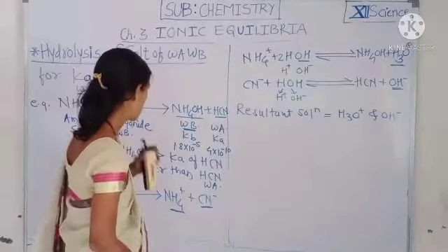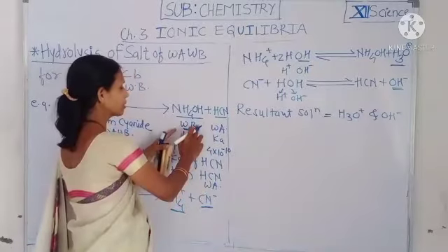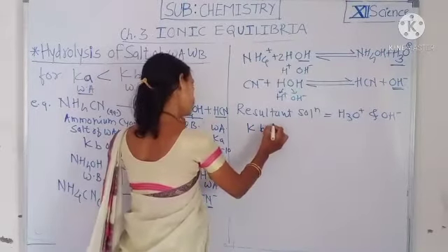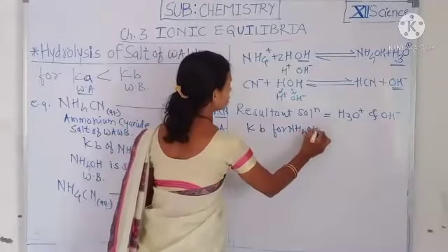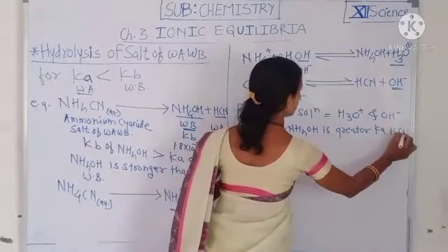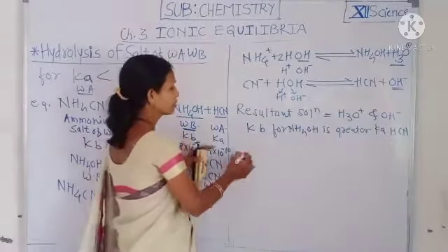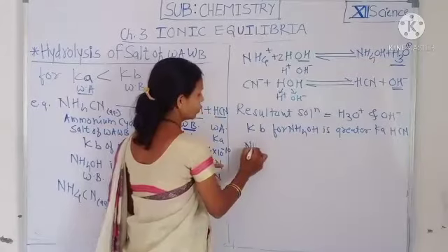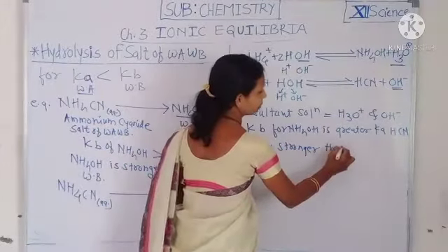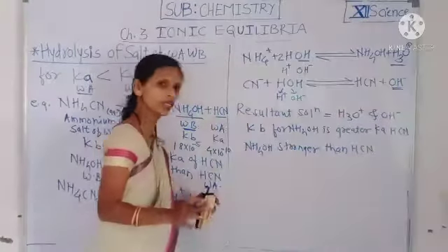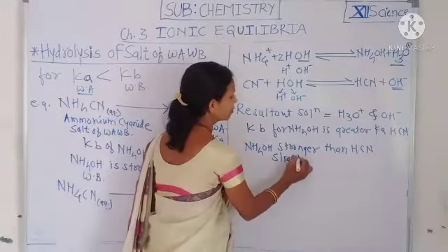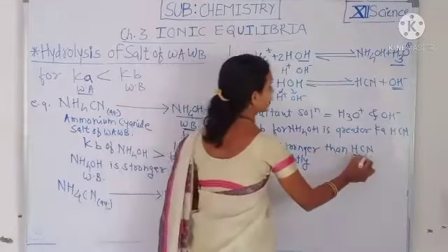But see here, the Kb for NH4OH is greater than Ka of HCN. Therefore, here NH4OH is stronger than HCN. Both are weak, but NH4OH is slightly stronger than the acid.